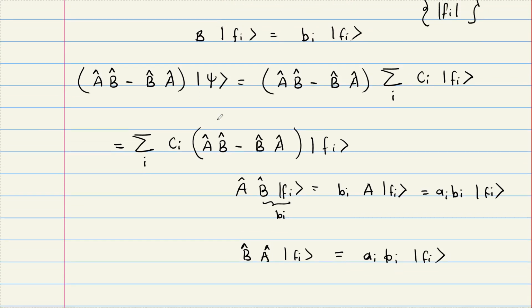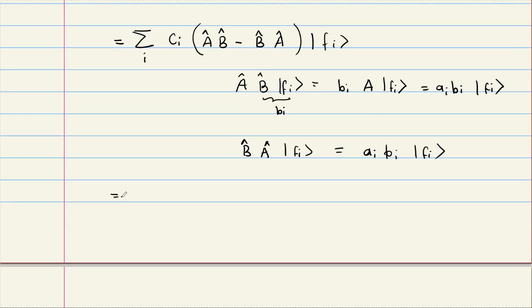And now I can plug this in here. So this is equal to the sum over i of c_i (a_i b_i minus b_i a_i) f_i. But these are numbers, so ab is equal to ba for numbers. Therefore, this is 0. Then this is 0.